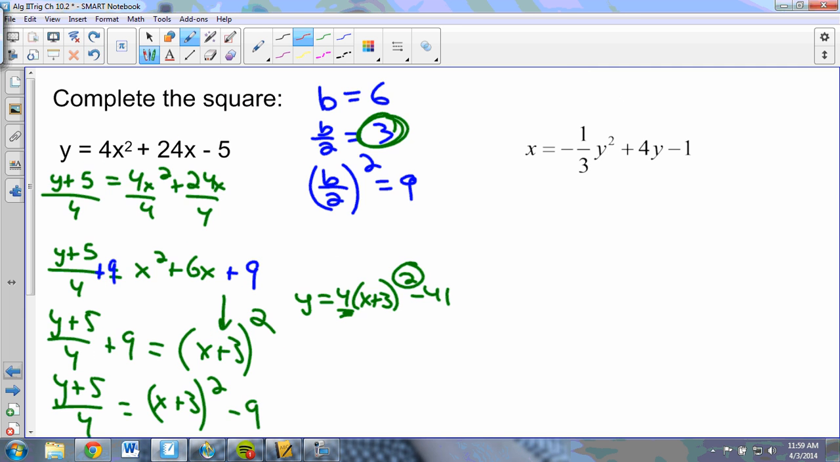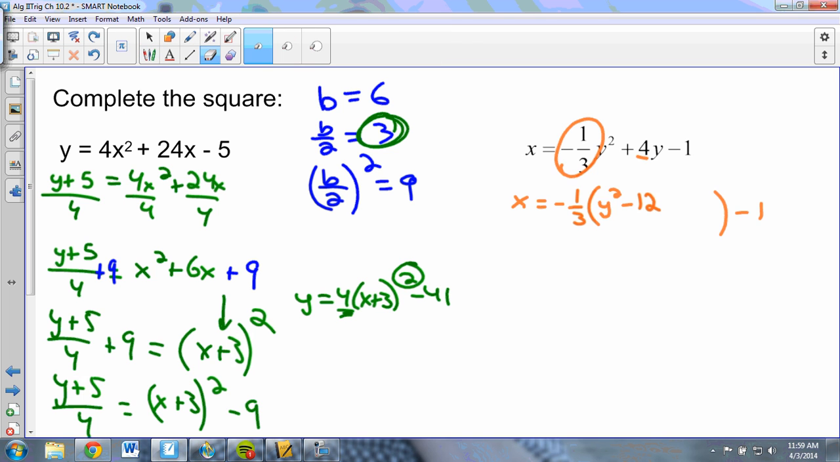Okay, let's go back to that second problem that I had. How should I start this problem on the right? First of all, do you want me to do it the first way I did it or the second way? If you care, I'll do the second way. I'm going to move that -1 out there. So I have this thing sitting out over here, and I'm going to factor out a -1/3 right now. And when I factor out a -1/3, that becomes y squared minus 12y. I did 4 divided by -1/3, and 4 divided by -1/3 is -12. Negative 12y. Y, thank you.